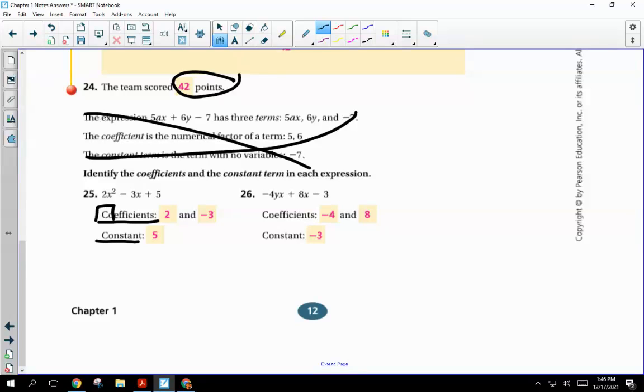Constant means never changing. So this never changes. The 5 does not change. No matter what happens, the 5 does not change. Nothing affects the 5. So the coefficients for this 26 are negative 4 and 8. The constant is negative 3. So this is a vocabulary word they're trying to build upon, coefficients and constants. The constant's a big one because we'll learn about the constant coming up, and that's how we graph.